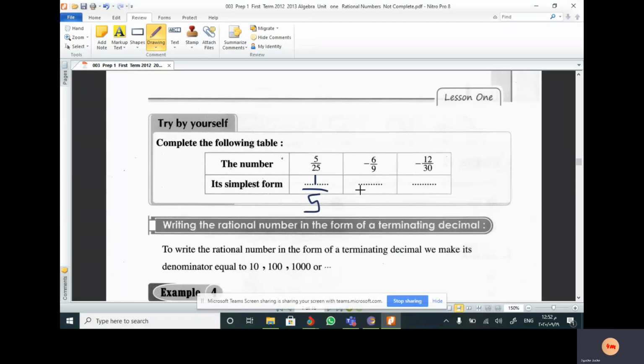Negative 6 over 9. The highest common factor is 3, so negative 6 divided by 3 will be negative 2, and 9 divided by 3 equals 3. And negative 12 over 30, you can divide by 6, it will be negative 2 over 5.